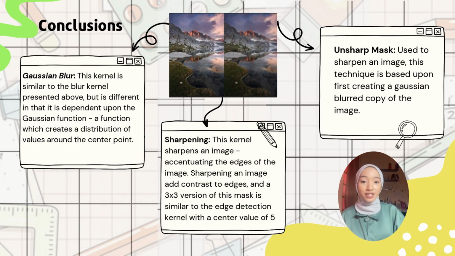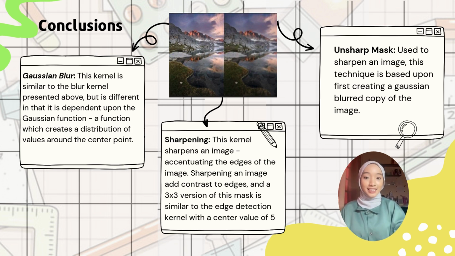Next, sharpening. This kernel sharpens an image, accentuating the edges of the image. Sharpening an image adds contrast to edges, and a 3x3 version of this mask is similar to the edge detection kernel with a center value of 5. This adds contrast around an edge by accentuating bright and dark areas.